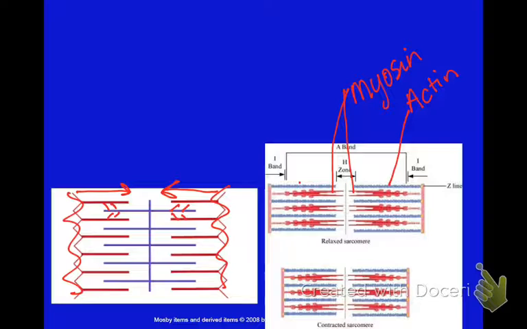So this is just an overall explanation of what happens, and then you're going to see step by step what causes that to happen. It has to do with calcium being released inside of the cell.